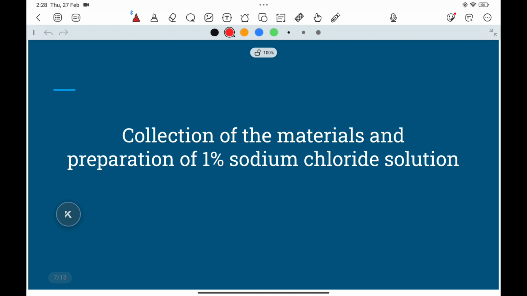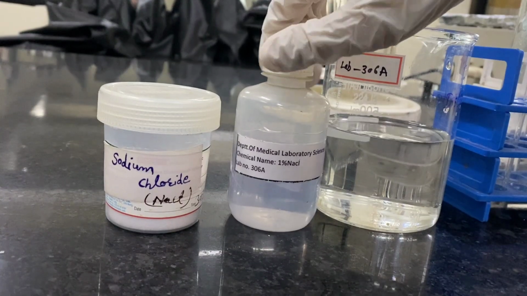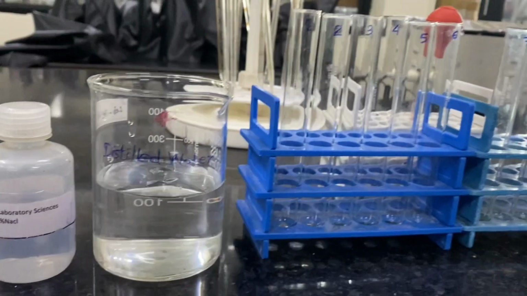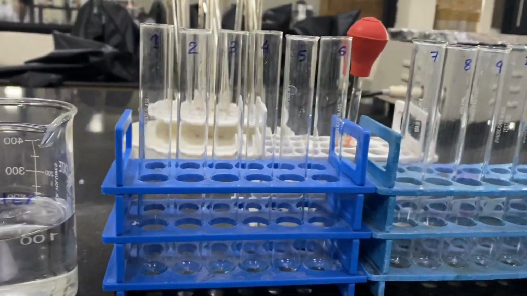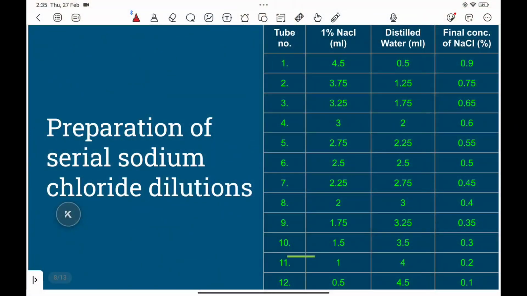So first of all, we need to collect the materials. I have already prepared the 1% sodium chloride solution. These are the required materials: sodium chloride, the 1% sodium chloride that I have already prepared, and distilled water. And I have labeled the 12 tubes, 1, 2, 3, 4, 5, 6 to 12. And then we need the defibrinated blood.